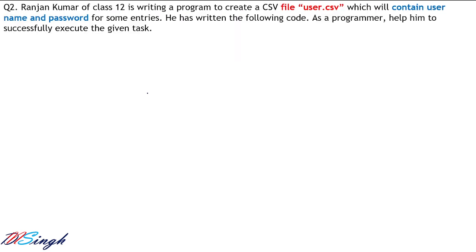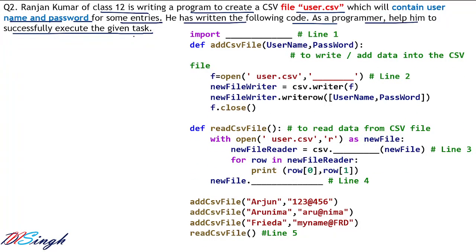Let us move ahead to the next question. Rajan Kumar of class 12th is writing a program to create a file user.csv which contains username and password. So these two things are there in the record for some entries. He has written the following code as a programmer, help him to successfully execute the given code. What is the code? This is available here. As now we have this CSV file available to us, what module are we using here? CSV module.